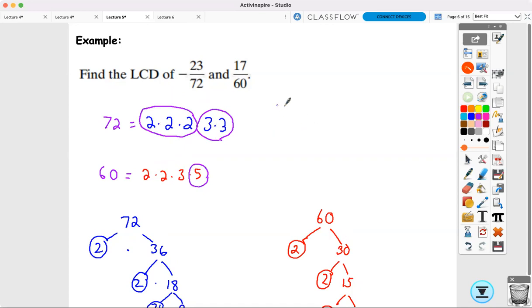Now to find the LCD, guys, this is where you're gonna get mind blown right now. To get the LCD, you're gonna multiply all the ones we circled. So the LCD is gonna be 2 times 2 times 2 times 3 times 3 times 5. And when you multiply this, that's gonna be your LCD. So it's gonna equal 2 times 2 is 4, times 2 is 8, times 3 is 24, times 3 is 72, times 5, 72 times 5 is 360. And we're done.